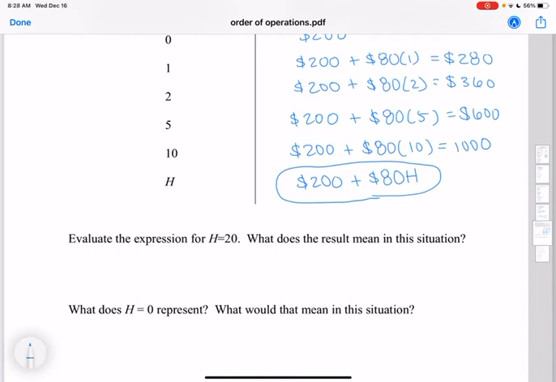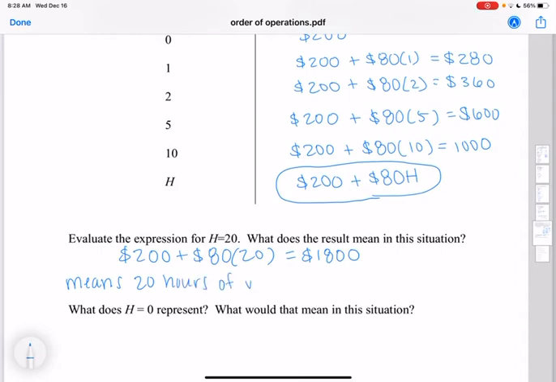If that is what you got and you moved on, let's go ahead and look. So we have 200 plus the 80, and now they're saying to plug in 20. And for that, we get $1,800. And then it says, what does the result mean in this situation? So what it means is that 20 hours of work, with your consult, put W/ for with consult, costs $1,800.